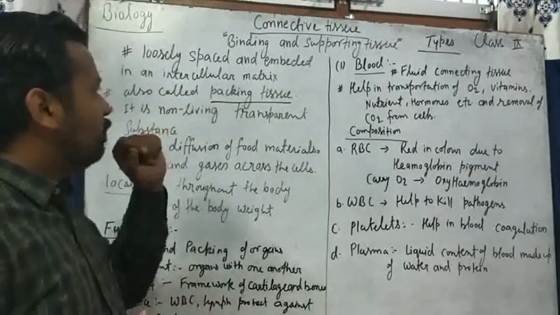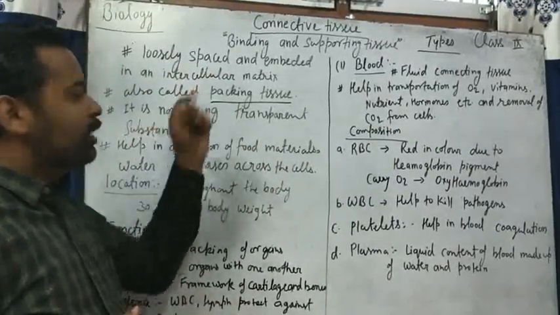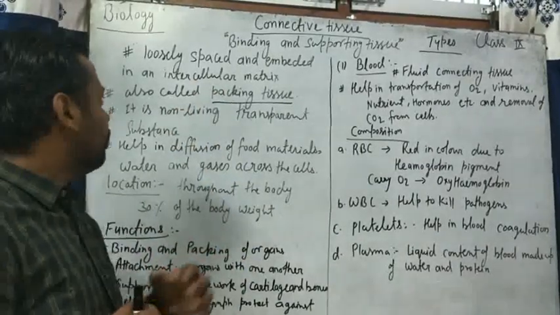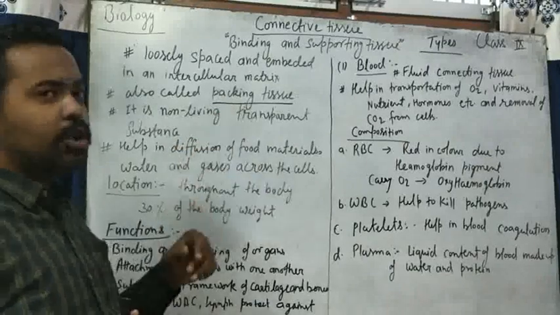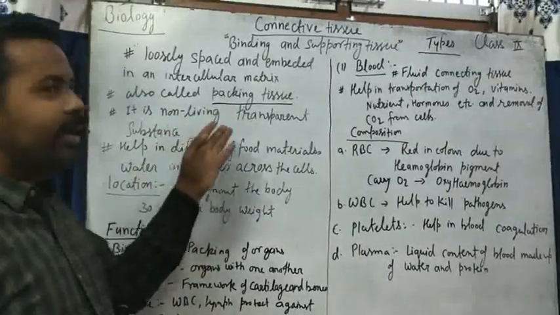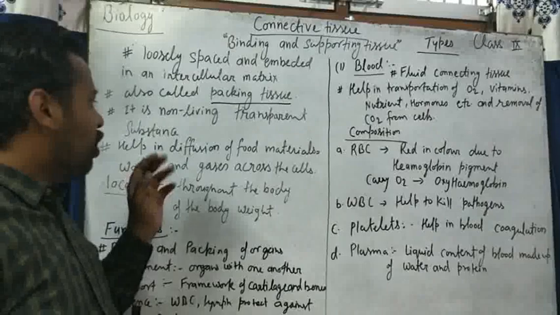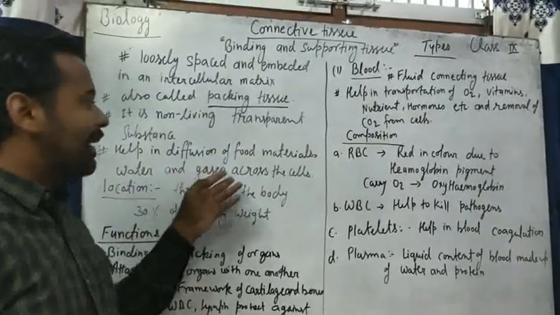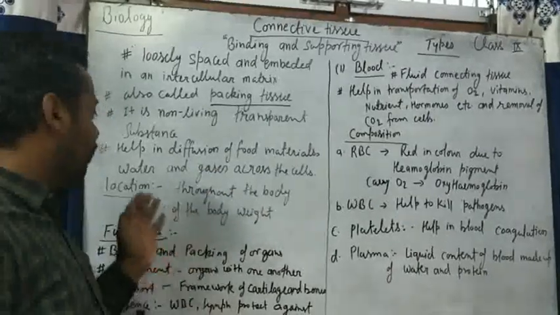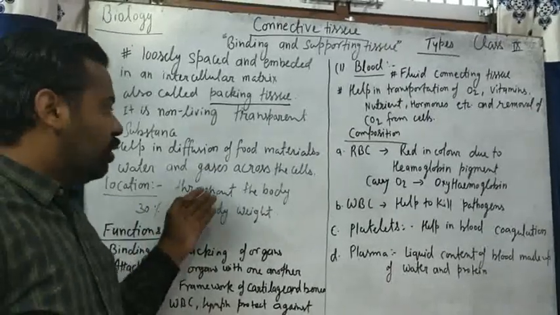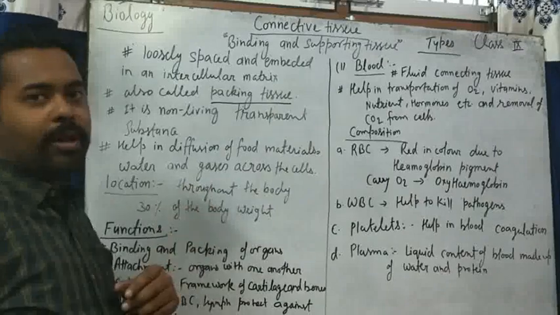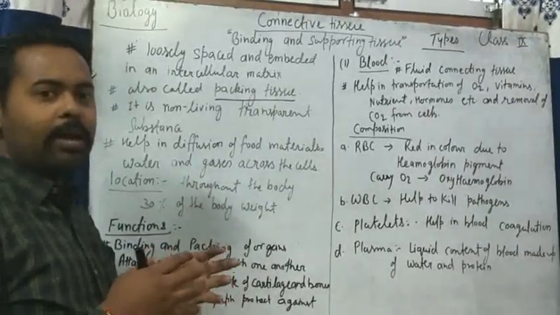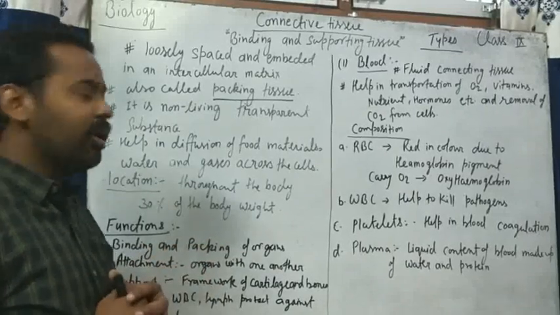They are loosely spaced and embedded in an intercellular matrix. It means some spaces are there between their two cells. They are also called packing tissue. It is a non-living, transparent substance which helps in diffusion of food material, water and gases across the cell. Now moving towards the location, it is present throughout the body, near about 30% of the body weight. It means they are 30% of our body weight.